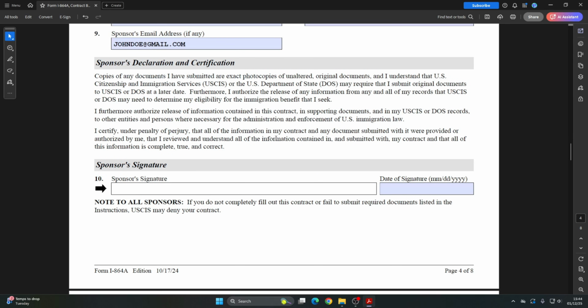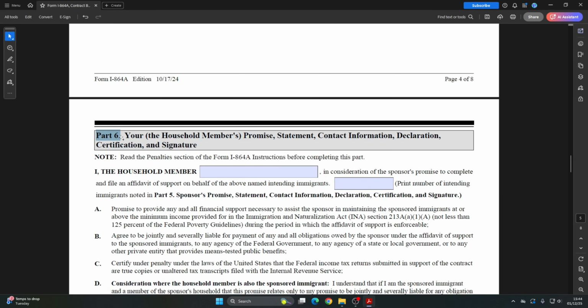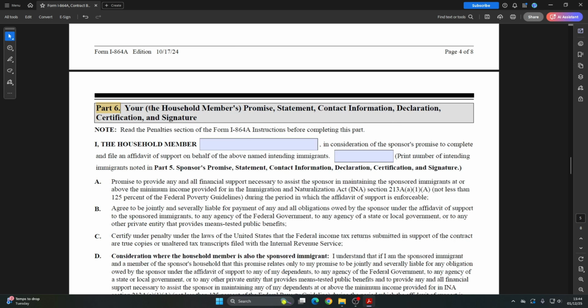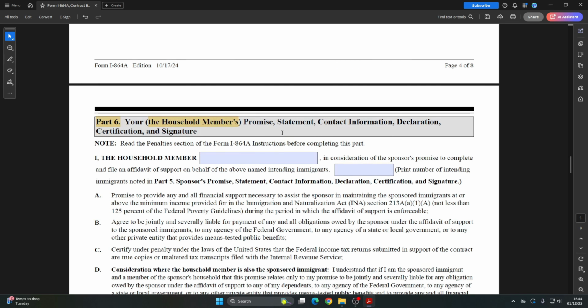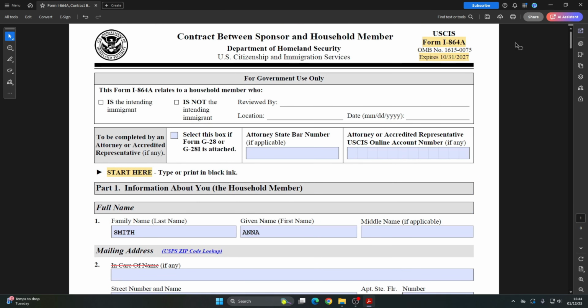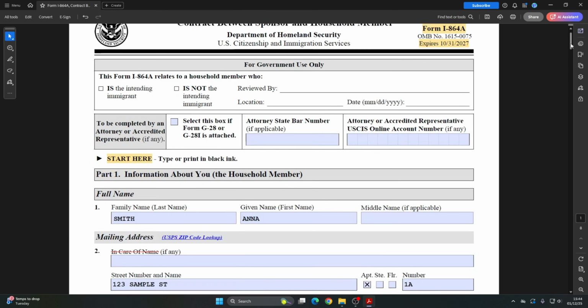And then the sponsor will have to sign this form. So again, this is the sponsor signing this form, the person who completed the I-864 affidavit of support. Moving on to part 6. Now this is the part that is signed by the household member, so the person who is filling out this specific form.